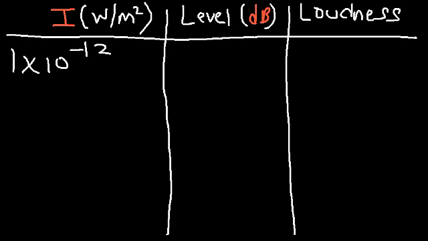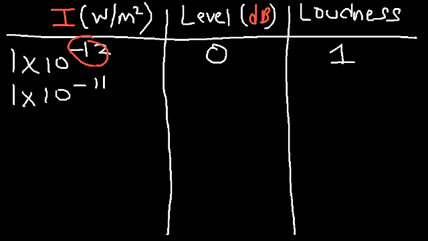So let's start with the threshold of hearing, an intensity of 1 times 10 to the minus 12. The intensity level is 0 because that is the reference level. And let's assign it a loudness of 1. Now, if we increase the intensity by a factor of 10, the exponent will increase by 1. 10 squared is 100, 10 to the third is 1,000. 1,000 is 10 times more than 100, but the exponent differs by 1. 10 squared and 10 to the third, the exponent differs by 1, but the value differs by a factor of 10.